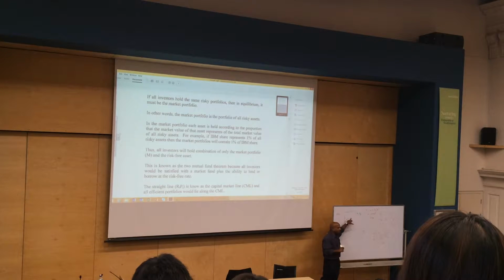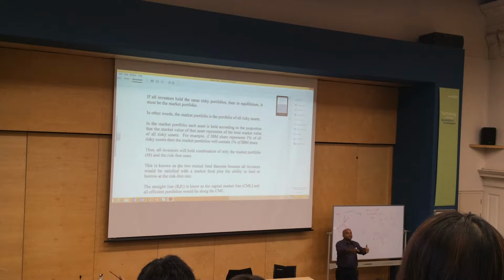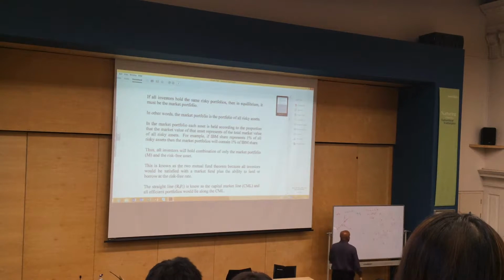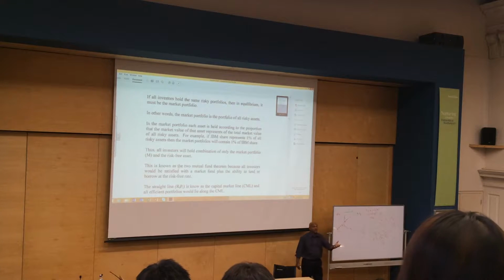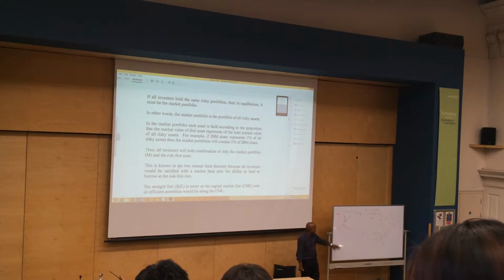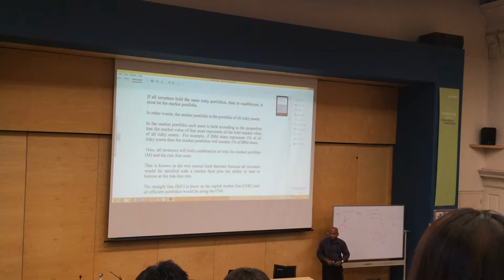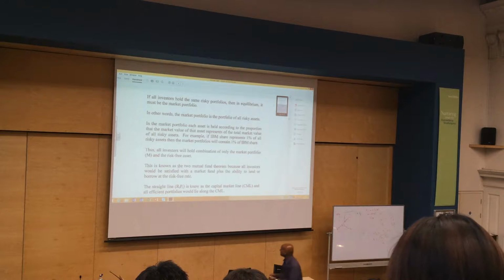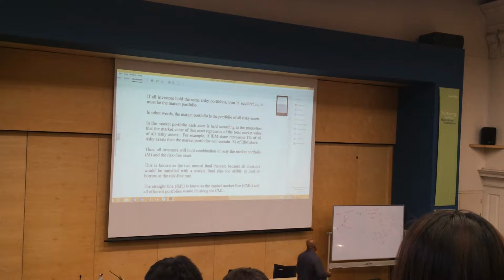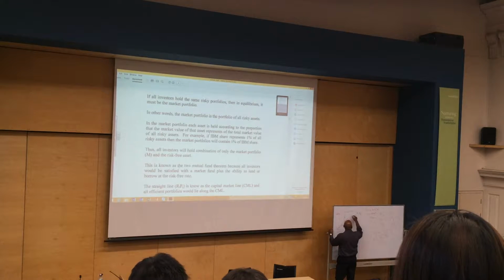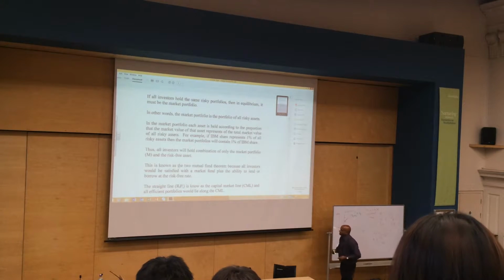So where this investor will end up, where I will end up, depends upon how risk averse they are and how risk averse they are not. But everybody has two choices: invest in this guy and the risk-free asset. And because of that, this line is known as the capital market line.